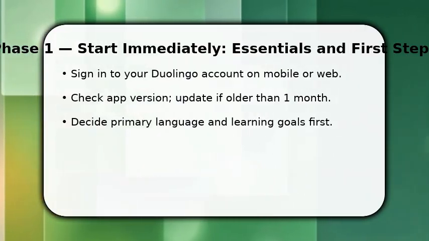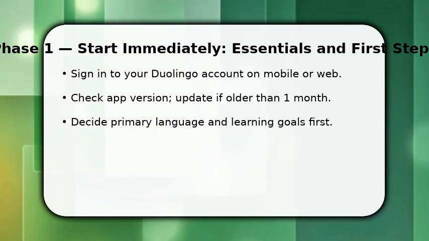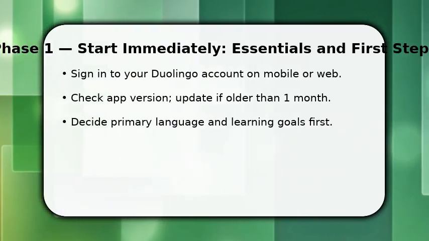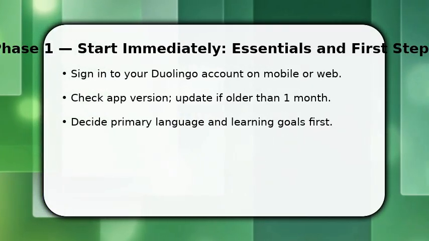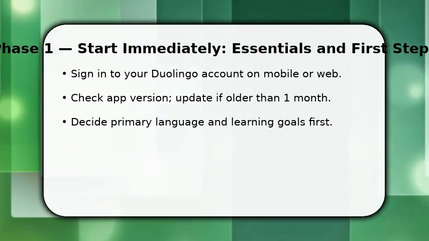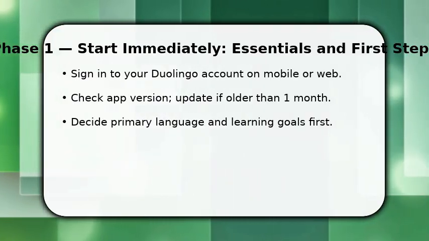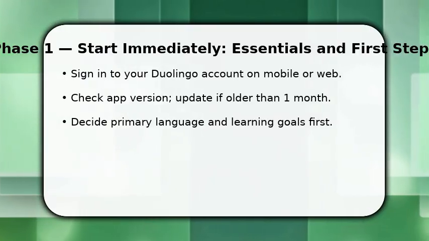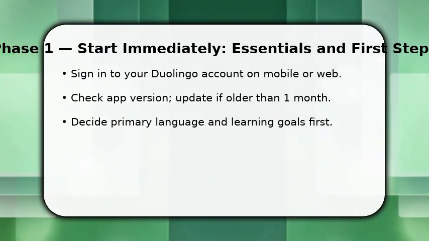On mobile, tap Profile, then Settings, then Learning Languages. On web, go to Settings Learning Language. You should decide which language you currently use and which one you want to add, because that pairing determines available courses and placement tests. Continue when you see the Add a New Course option.